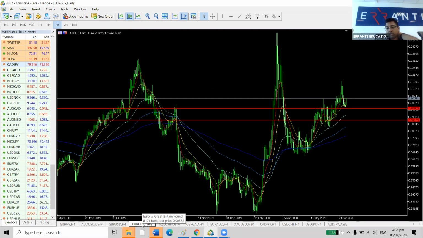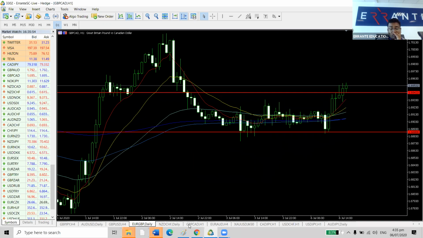Euro GBP is finally showing signs of bullishness. We've got our trades closed already on that one. It's time to focus on other pairs. Okay. This is GBP CAD.